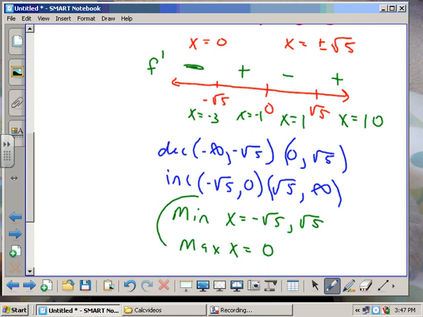Here are all my extrema and intervals of increase and decrease.